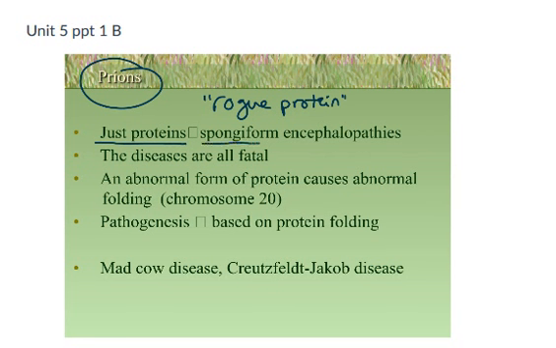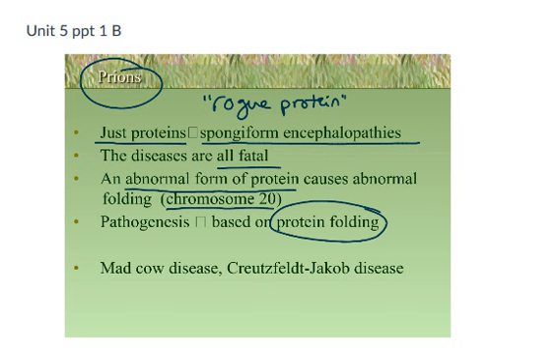They cause something known as spongiform encephalopathies. So imagine a cork bearer poking holes into the brain. It literally causes holes in nervous tissue or the brain. These diseases are all fatal, and you need to know the pathogenesis. The pathogenesis is, how does a prion actually cause infection? And the answer is, it's an abnormal form of a protein. So it's based on how it folds. It folds improperly at chromosome 20, and that is the pathogenesis of a prion.